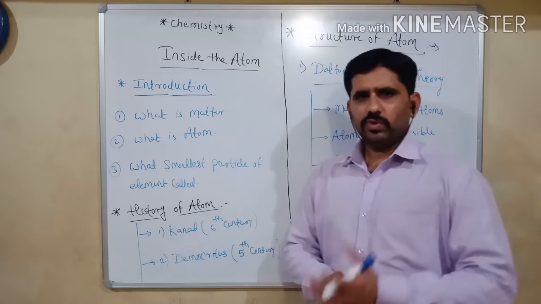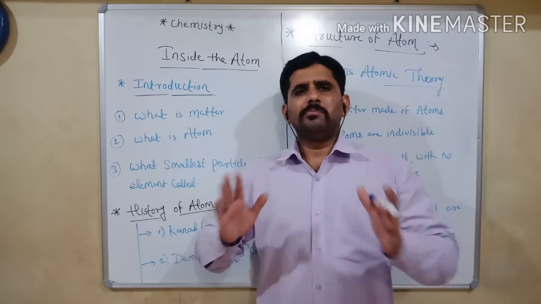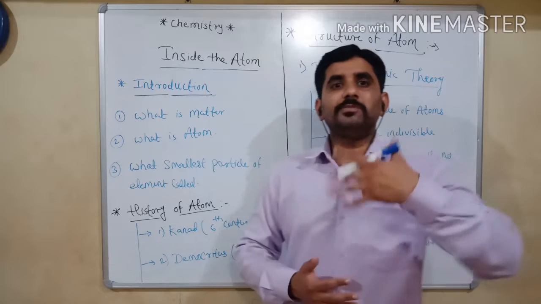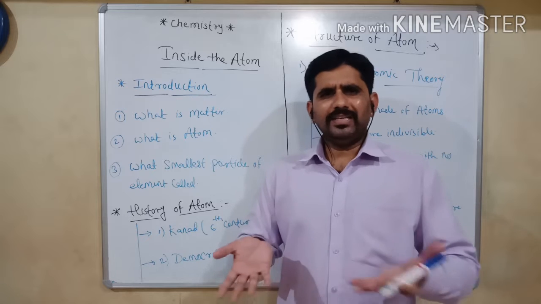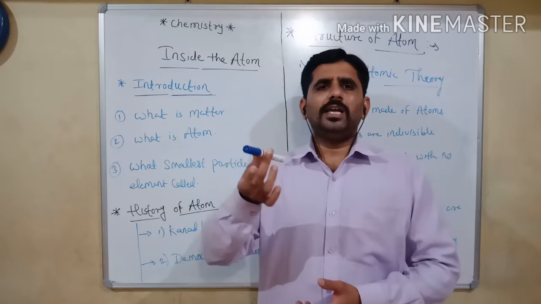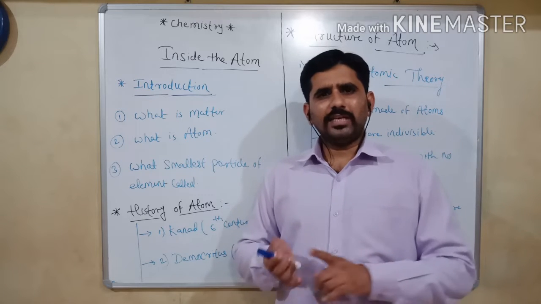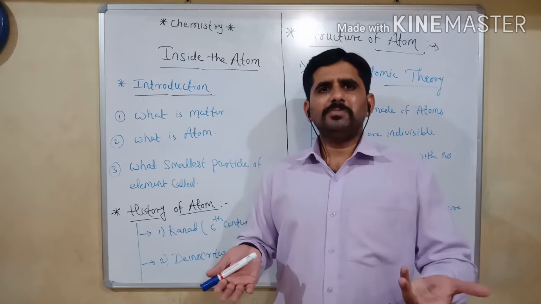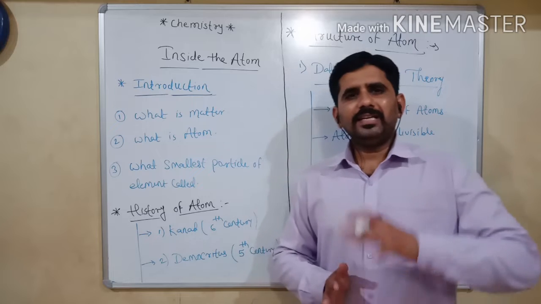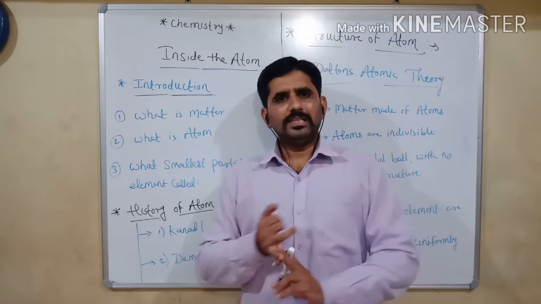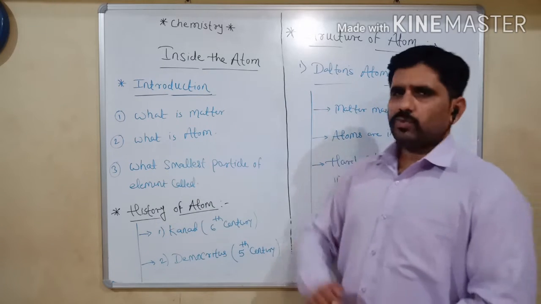So the first question arises, what is matter? Matter is anything which can occupy some space, which has certain mass, which has certain volume. You can take any example. Suppose here I have this pen. As I said, matter is anything which has volume and which can occupy space. So here the pen is matter. Matter can be available in all three forms, whether it is in solid state, liquid state or in gaseous state.